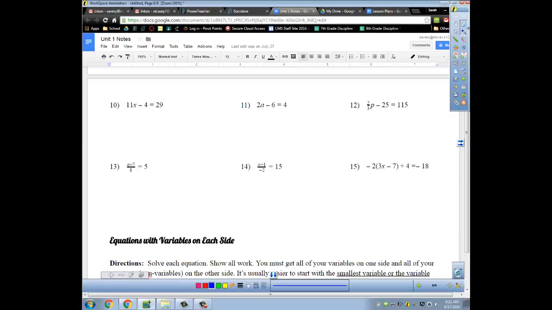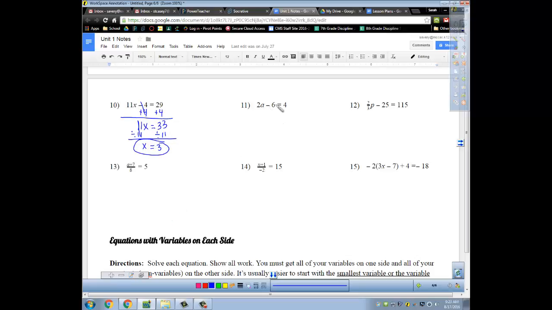Okay, number 10, we're going to start getting to two-step equations. So we are going to do the opposite of our normal order of operations. So normally, order of operations says do adding and subtracting last. Here we're going to do it first. So I'm going to start with this minus 4. So instead of minus 4, I'm going to add 4 to both sides to get 11x equals 33. And now it's just a one-step equation. This says 11 times x, so I'm going to divide both sides by 11 because that's the opposite to get x equals 3.